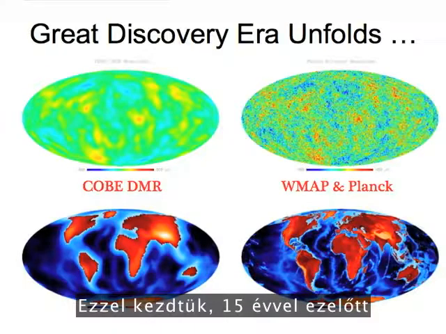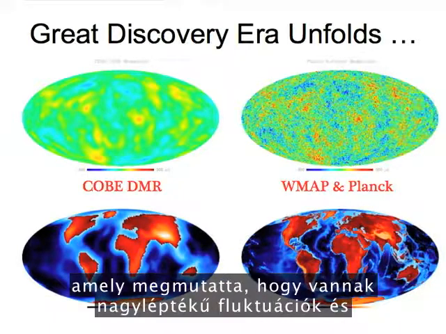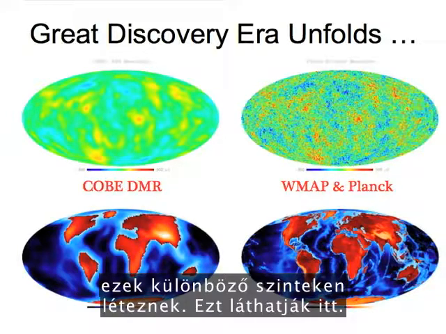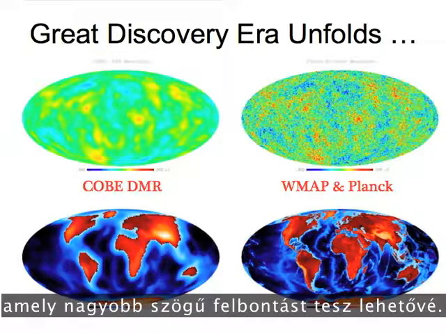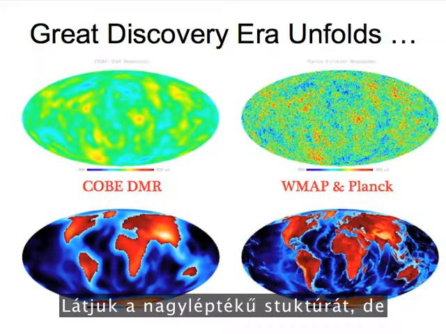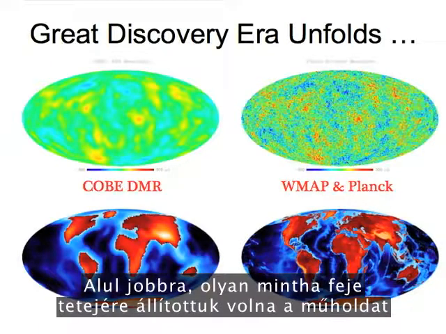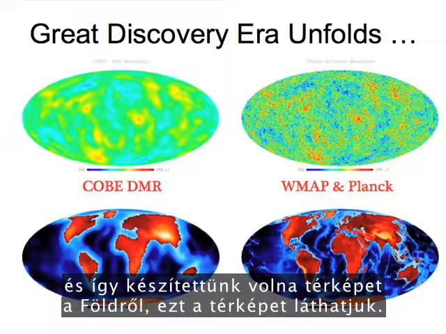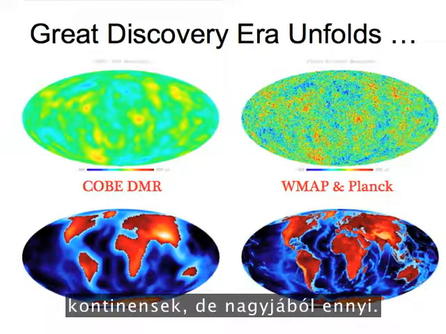So this is what we started with 15 years ago with the Cosmic Background Explorer. We made the map on the upper right, which basically showed us that there were large-scale fluctuations, and actually fluctuations on several scales. You can kind of see that. Since then, we've had WMAP, which just gives us higher angular resolution. We see the same large-scale structure, but we see additional small-scale structure. And on the bottom right is, if the satellite had flipped upside down and mapped the Earth, what kind of a map we'd have gotten of the Earth. You can kind of pick out all the major continents, but that's about it.